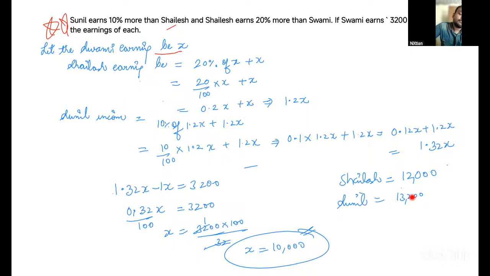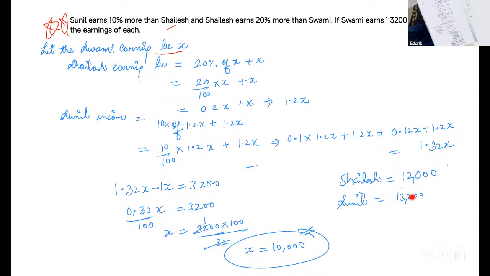Yes, Edwin. Okay. So I wrote Sunil's income as x, then Shailesh's income as y and Swami's income as z. So x is Sunil's income. So x is 10% more than Shailesh, no? 10% of y plus y. So I got 110y by 100. Then y is Shailesh's income, no? y is 20% more than Swami. Swami's income is z. So 20% of z plus z, which is 120z by 100.